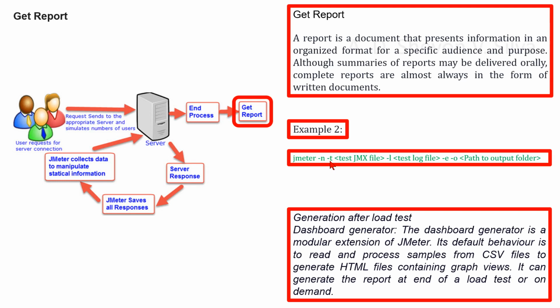Here -t is the JMeter test.jmx file to run. -t capital last will load last used file. -l and the argument is the file to log samples to.